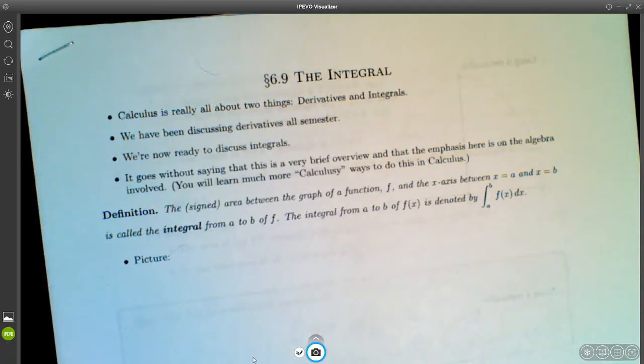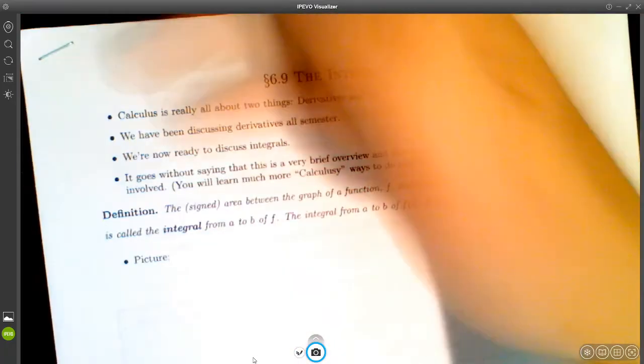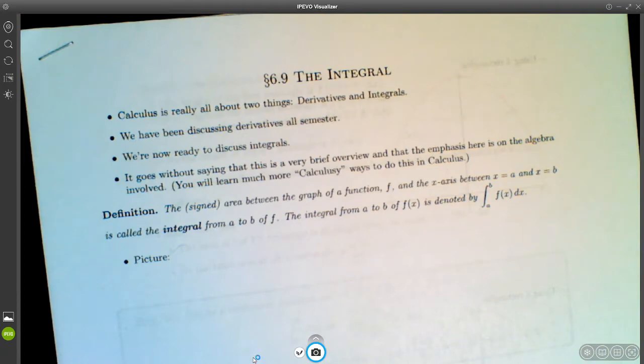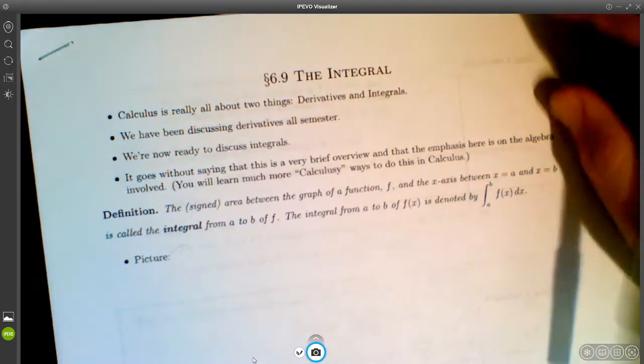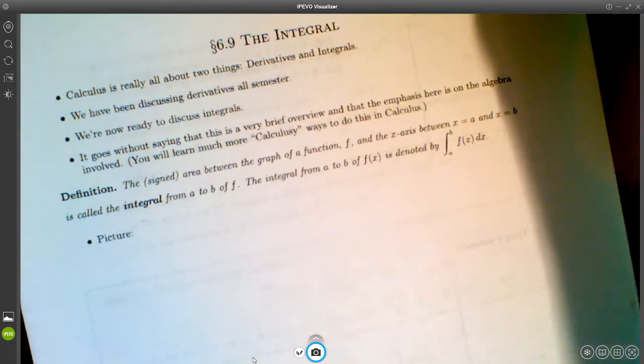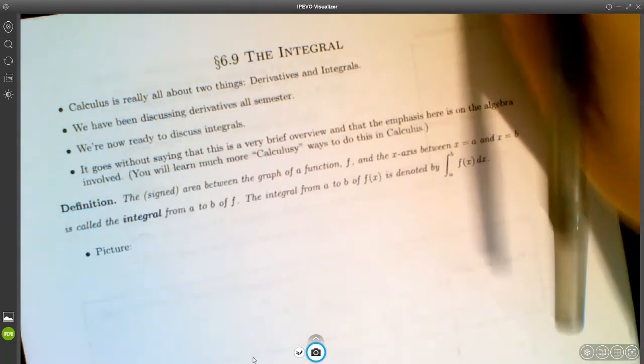All right, let's talk about 6.9. Now this is the last section in this class. If you made it this far, congratulations. Good work. Keep up the good work. Okay, so let's go through it. So 6.9 is about the integral.